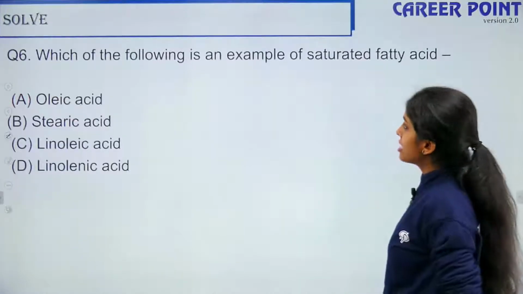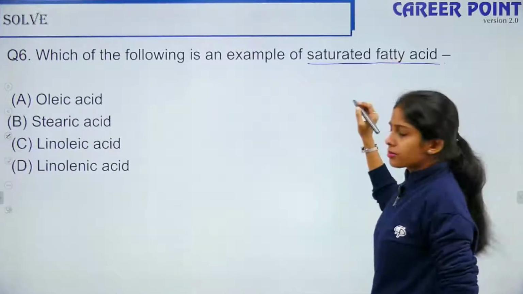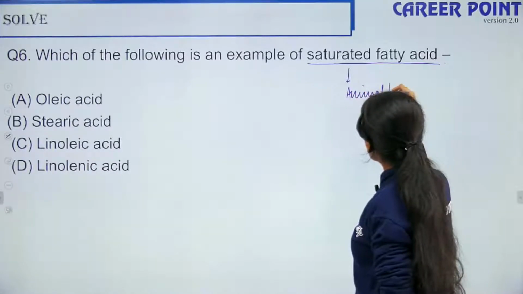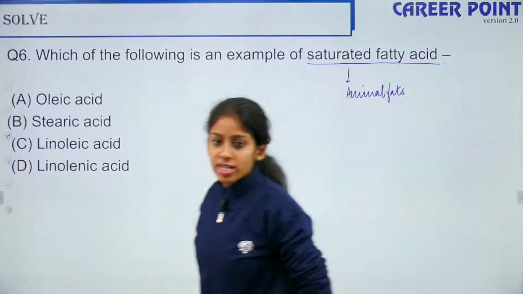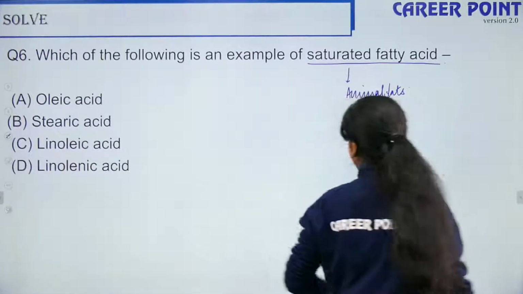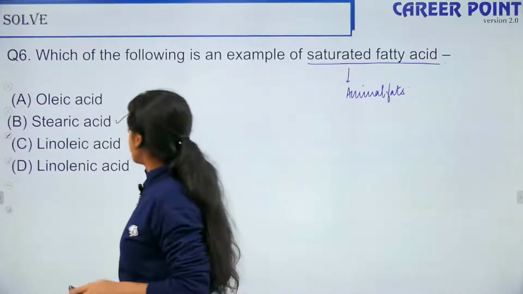Okay. So question 6. Which of the following is an example of saturated fatty acid? So now only I taught about this. So all your animal fats are saturated fatty acids, right? So what is the answer? So question number 6. Saturated fatty acid. Yes, stearic acid, perfectly right.